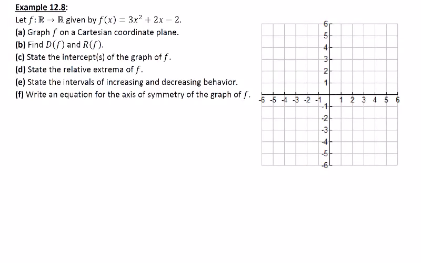In example 12.8, we are provided with a function given by f of x is equal to 3x squared plus 2x minus 2. And we're asked to first graph the function on the Cartesian coordinate plane. So looking at the function, I'll notice that it is a standard form quadratic, ax squared plus bx plus c, where a would be equal to 3, b is equal to 2, and c would be equal to negative 2.